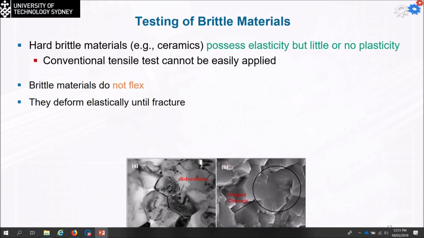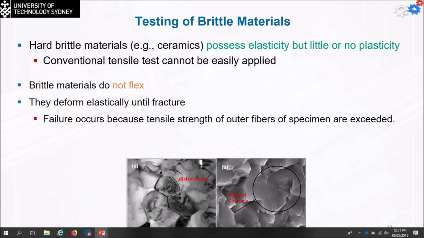Hard brittle materials, like ceramic for example, possess some elasticity, but they have little or no plasticity. They will never change shape due to the adding of stresses. So we have to do a conventional test; a tensile test cannot simply be applied, and we have to add another type of test. The brittle materials do not flex. They break the minute you try to bend them, and they deform elastically until they fracture.